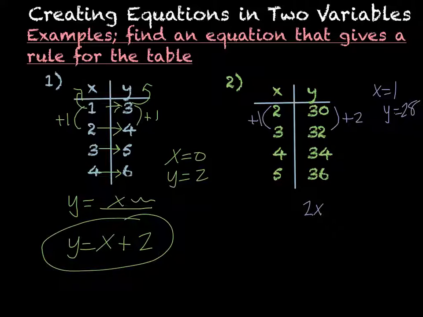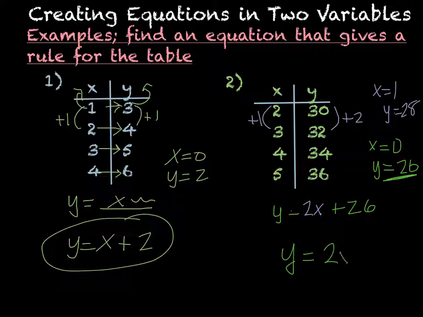And then when x is 0, because we're going back another 1, then y is going to be, if I go back 2 more, 26. So we're going to actually be starting at 26, because 2 times 0 plus 26. So there you go. And our answer would be y equals 2x plus 26.